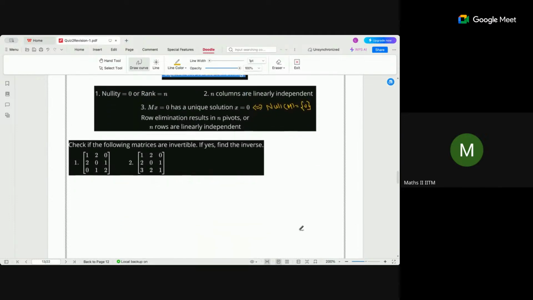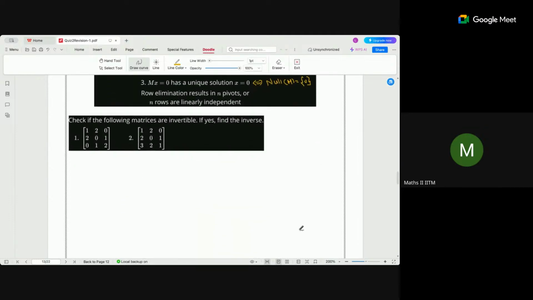Okay. So here are two matrices. Do you know how to find the inverse? What is the technique you use to find the inverse? Take the matrix and make an augmented matrix with the identity matrix, and then apply reduced row echelon form. So first of all, find the determinant of both the matrices.